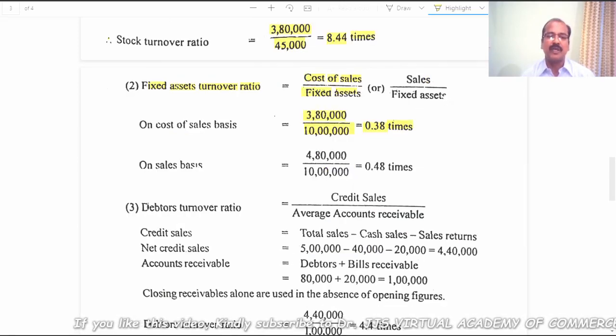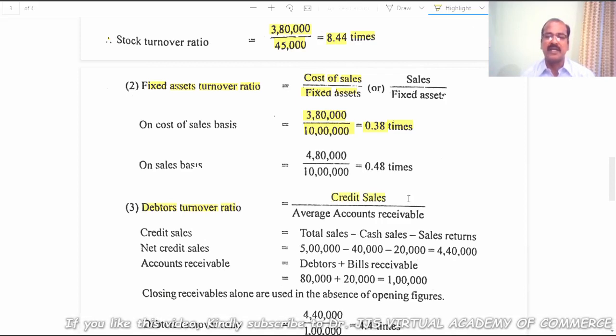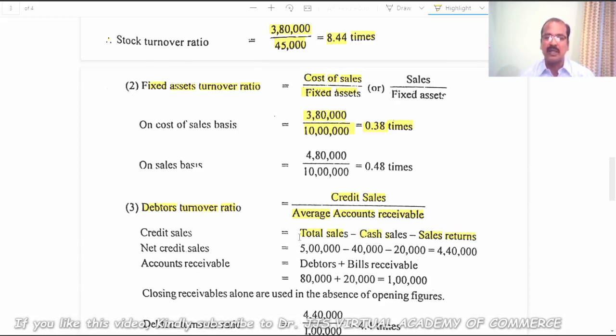The third ratio to be computed is debtors turnover ratio. What is the formula? Credit sales, make sure you consider only credit sales here, divided by average accounts receivable. Credit sales, how to calculate credit sales? Sales minus sales returns, you get net sales. From net sales, you subtract cash sales, you will come to know the credit sales. That's the right way to do. Here what they have done, total sales minus cash sales minus sales returns. I suggest you to do what? Total sales minus sales return will give you net sales.